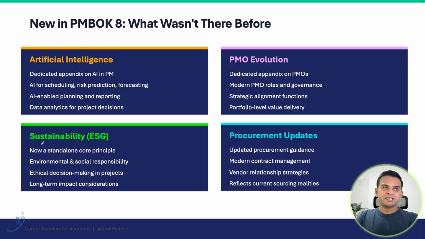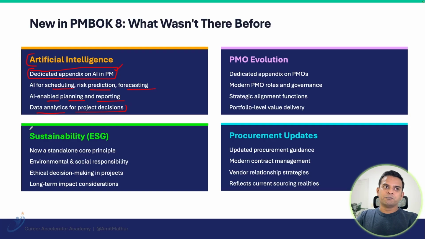After that, let's look into what PMBOK 8 is bringing in. I'm very excited that they are bringing in artificial intelligence, with a dedicated appendix on AI for project managers. You can use AI for scheduling, for risk prediction, for forecasting. AI is enabled for planning and reporting. We will have a look at it when we work on the course for this one. It can be used for data analytics and for project projections.